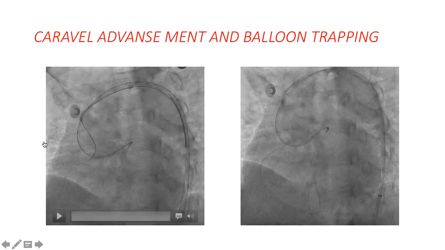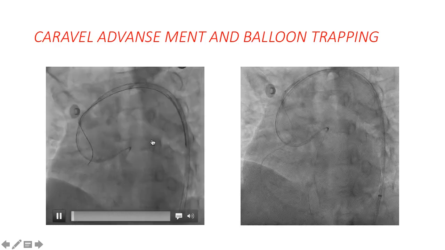At this stage, we can balloon trap this wire, or you just hold the snare and then try and advance the Caravel catheter into the antegrade guide. So I just snared and pushed the Caravel catheter into the antegrade guide. You can see this is the Caravel catheter.